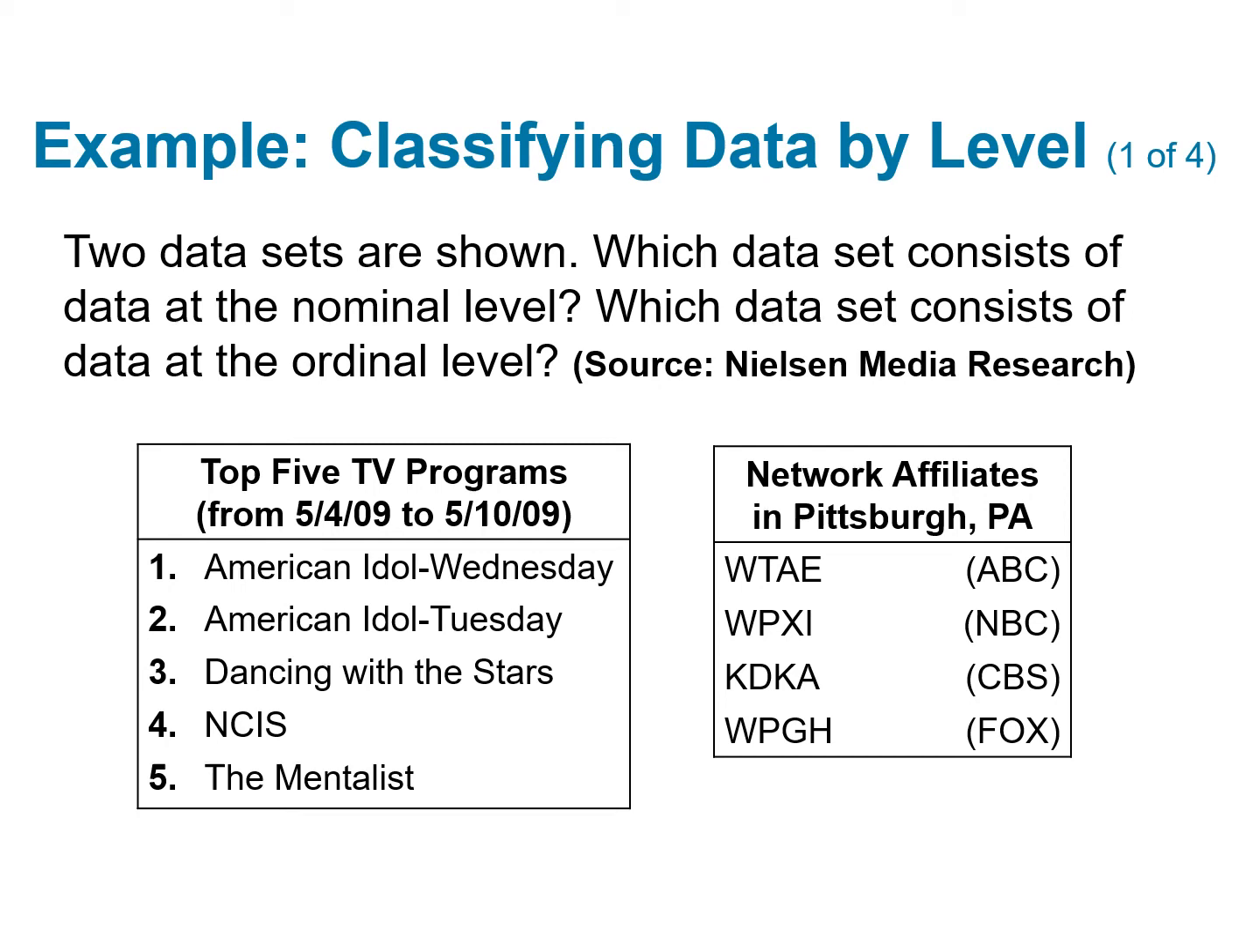So we know American Idol was first, American Idol Wednesday night was second, Dancing with the Stars was third, NCIS was fourth, The Mentalist was fifth. So in this case, what we want to know, is this nominal or is this ordinal? So nominal, remember, we're just categorizing it. It's just words, basically. It doesn't tell us anything. Ordinal, we have that logical order. So if we look at this, do we have a logical order?